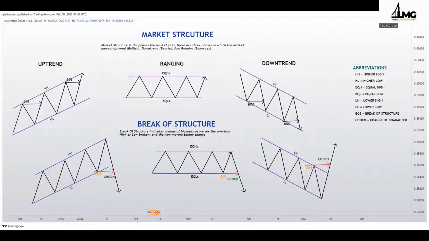Market structure is basically a lens that covers different phases in which the market can be. When we look at the charts, there's always a phase that the market is currently in. There are only 3 phases in which a market can be. A market can either be in an uptrend, which simply means that it's pushing up, or it can be ranging, or in a downtrend. Downtrend is the opposite of an uptrend, meaning it's pushing down. Uptrend is pushing up, downtrend is pushing down, and ranging is basically moving sideways.